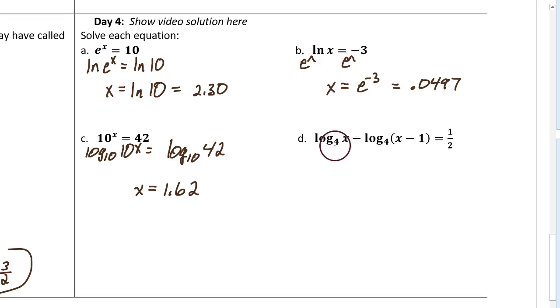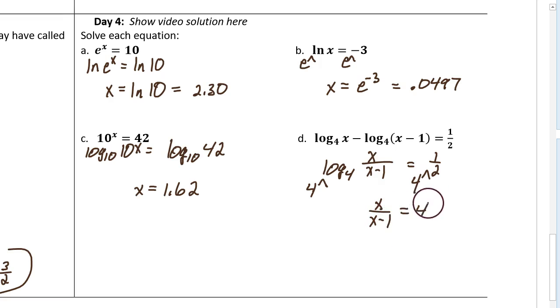Question D. This time we have a logarithm, but written in two different terms. Let's condense that together. So log base 4 of x divided by x minus 1. Now we can remove the logarithm expression by doing its inverse. The inverse of a logarithm with base 4 is to exponentiate with base 4. So 4 raised to that power. And over here, let's go 4 raised to that power. This cancels away the logarithm, and it leaves the x over x minus 1. On this side, we have 4 to the 1/2 power, which is just 2.